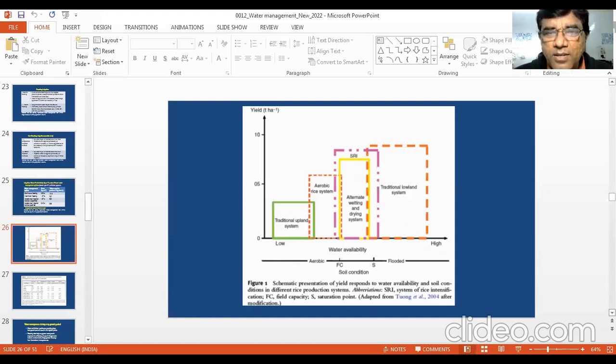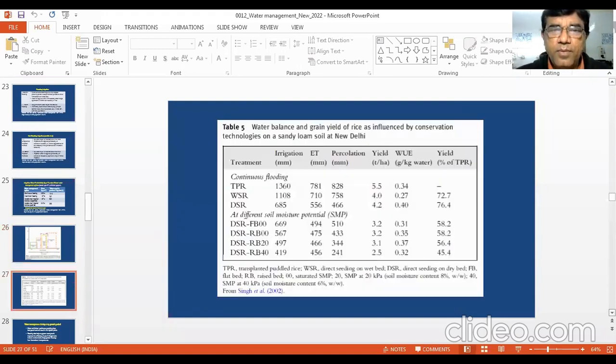Similarly, yellow color line, this alternate wetting and drying, you are getting less yield as compared to SRI, but here water productivity will be more than SRI. Then aerobic rice system, least lower water supply, but more or high water productivity. So this is like this. Now see this table. This table is water balance and grain yield of rice as influenced by conservation technologies on a sandy loam soil at New Delhi.